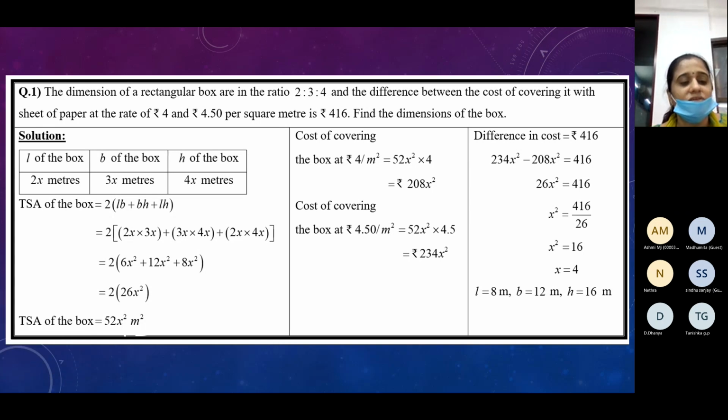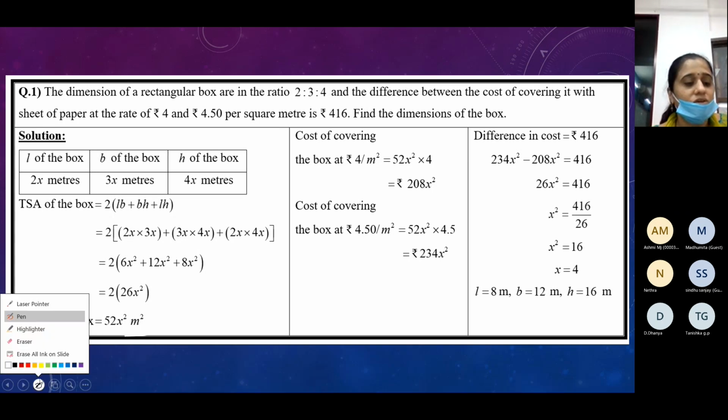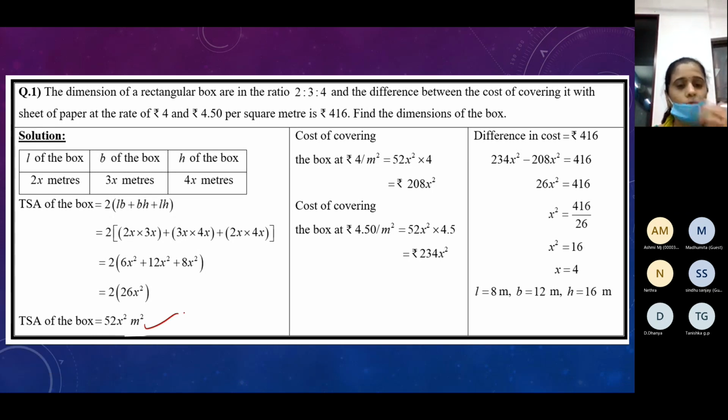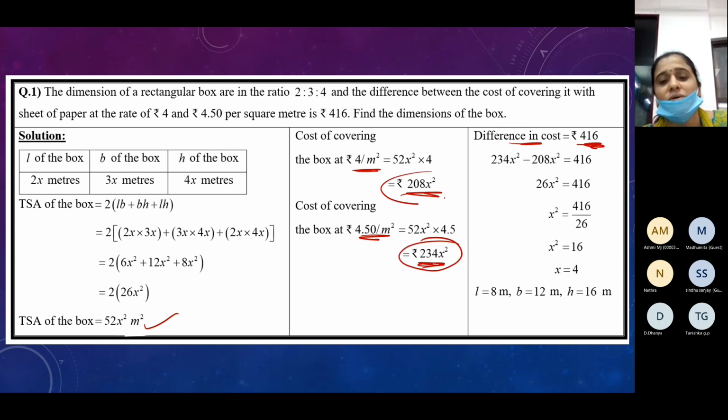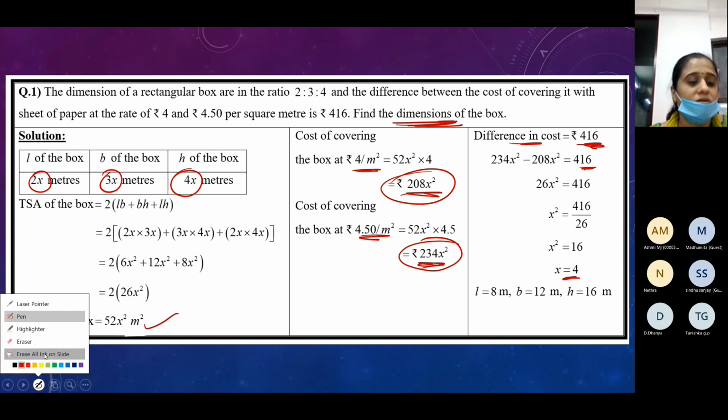Now see the answer. First find the TSA. Then the cost of covering the box at 4 rupees per square meter, and the cost of covering the box at 4 rupees 50 paise per square meter. The difference in cost is this money minus this money, equal to 416. Work this and you'll get the value of x. Once you get x, find 2x, 3x, and 4x because you have to find the dimensions of the box. All right? Work this, children.